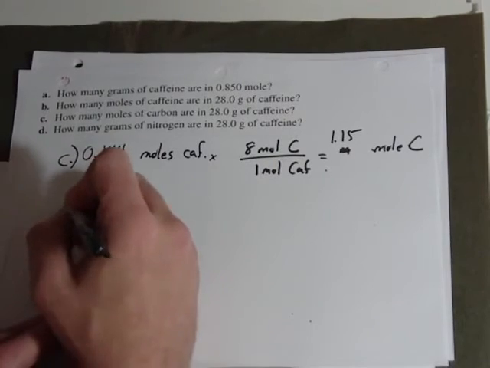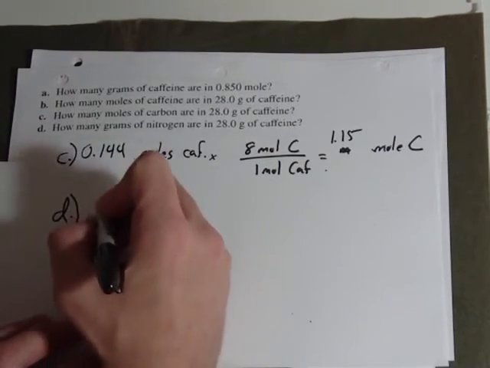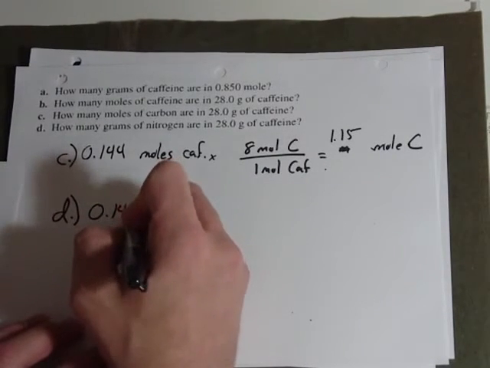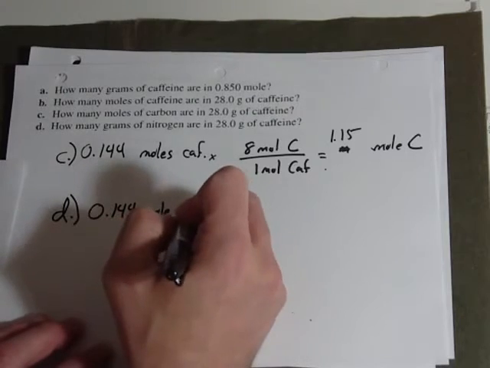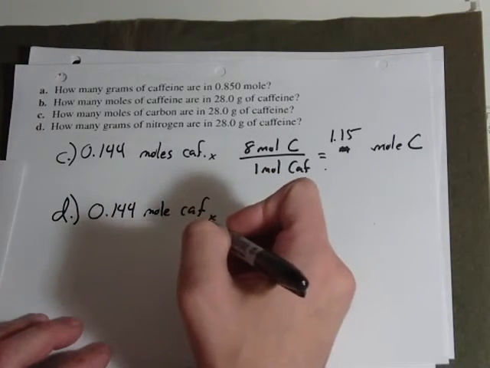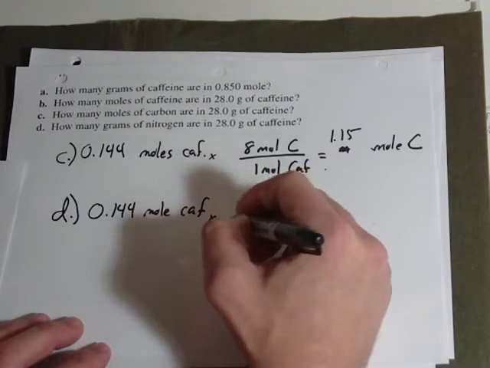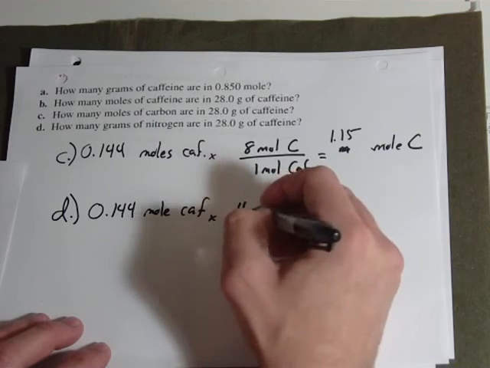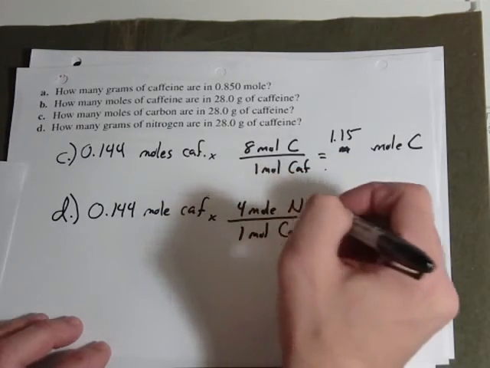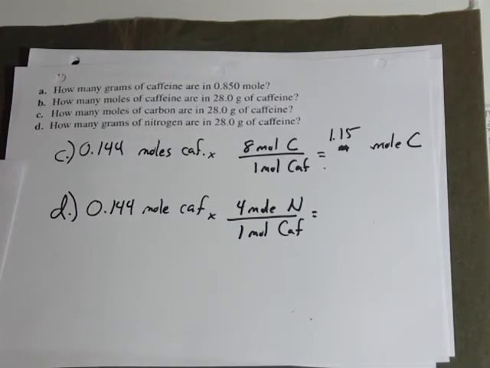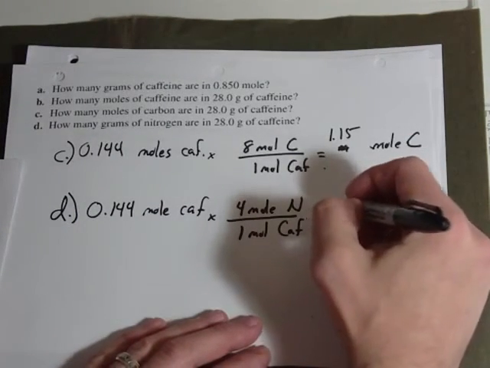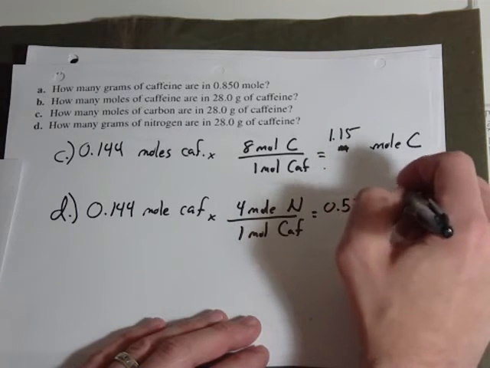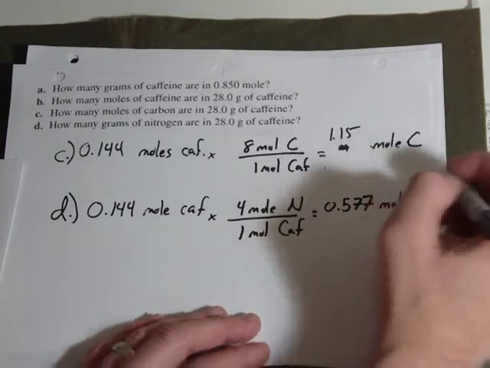And then similarly in D, if again we have 28 grams of caffeine, so that was already solved for, that's 0.144 moles of caffeine. And in terms of nitrogen, in 1 mole of caffeine, we have 4 moles of nitrogen. And so here we get a number of 0.577 moles of nitrogen.